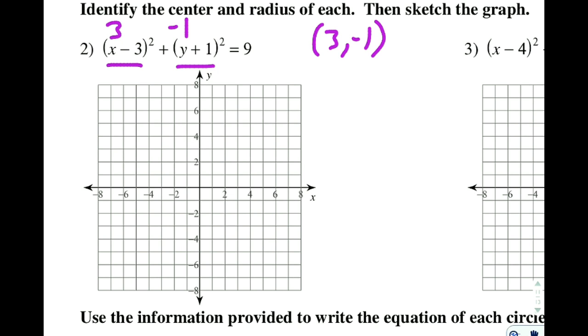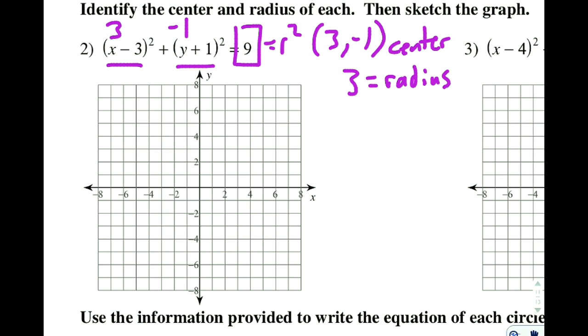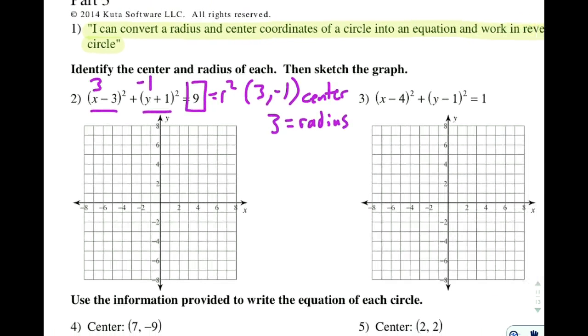So my center is going to be the point 3, -1. It says identify the center and radius of each. So that is the center. We actually want to write that out. The radius squared is over here. So that's equal to r squared, which means that our radius is equal to 3. Always remember that is not the radius, that is the radius squared. This is squared, this is squared, the radius is also squared. So I have my center of 3, -1 and my radius of 3.